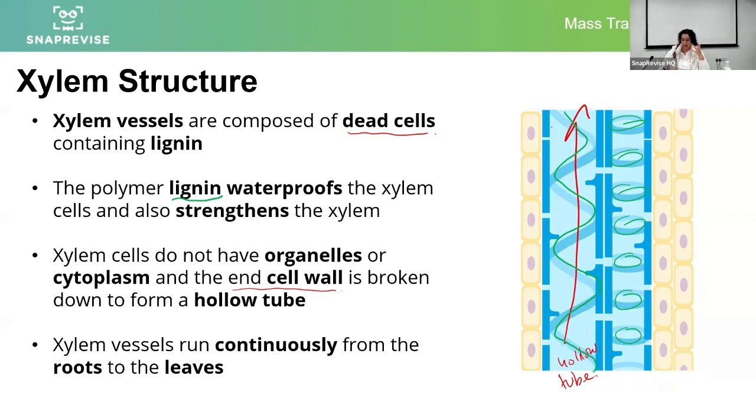So as the xylem vessels mature and the cells lose their endpoints from each other, lignin is also deposited around the xylem vessel.